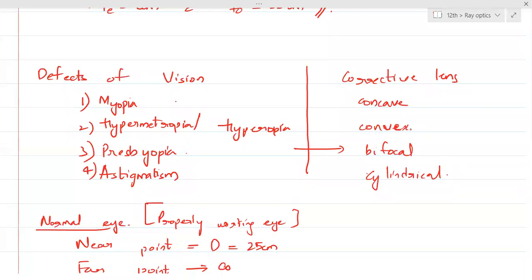Clear. And the dates I have already told you: next week you will have an exam on ray optics, okay? We'll start wave optics from Monday, that's something else. Okay, clear. Let's go then. I'll end the class now. Bye everyone.